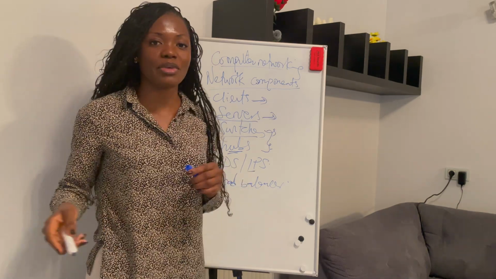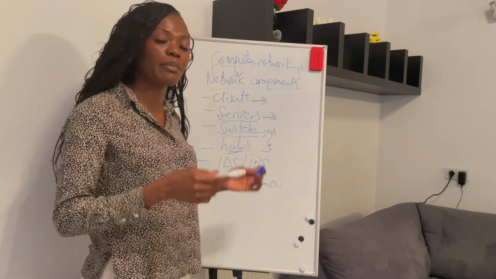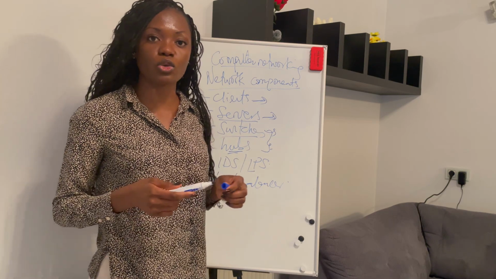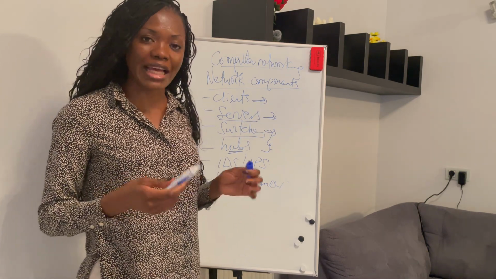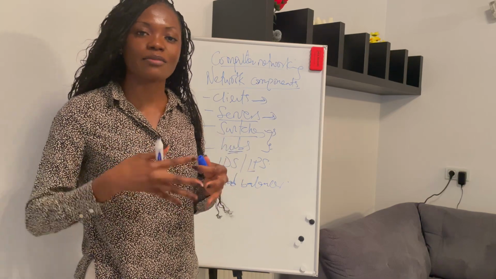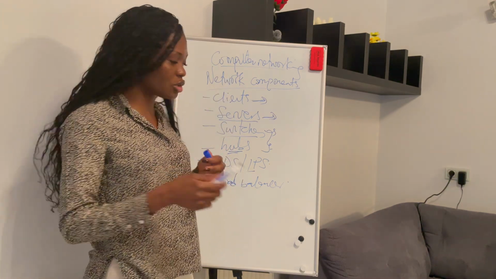So IDS, IPS, you already know what they mean. I've mentioned them a couple of times. Intrusion detection system, intrusion prevention system. They could also be part of the network components. Like I said again, a network is a group of connected devices that share information with each other back and forth and communicate with each other.